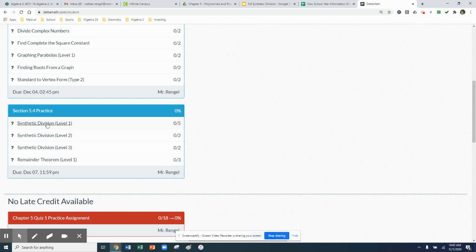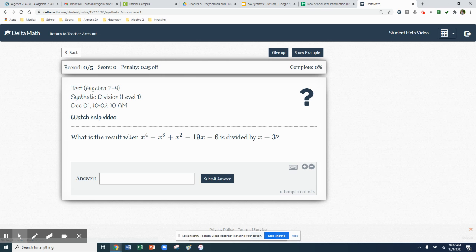So first, synthetic division level 1. These will be some easier ones to start off with. We're going to look at what is the result when x to the 4th minus x to the 3rd plus x squared minus 19x minus 6 is divided by x minus 3. Just a reminder, anytime if you have a question, you can hit the buzzer or you can put something up in the chat and I will see it up there as well.